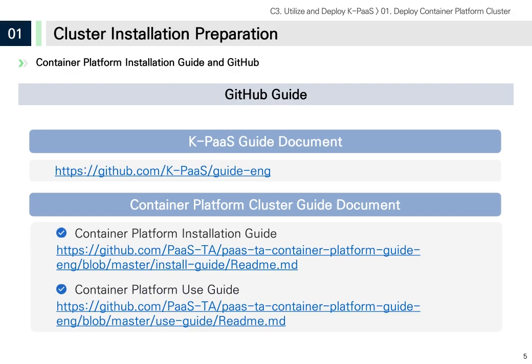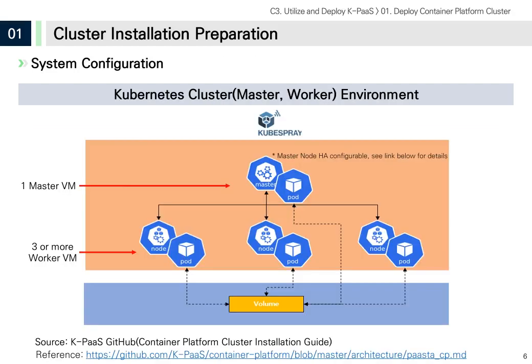First, let's understand the process of installing a cluster with the K-PaaS Container Platform Installation Guide. You can find the guide documentation on our GitHub page. Starting with K-PaaS version 5.5, we support standalone deployments based on KubeSpray. In Section 1, you'll learn how to install Kubernetes natively using KubeSpray, which is required for installing a container platform deployed on K-PaaS. The System Configuration Diagram.